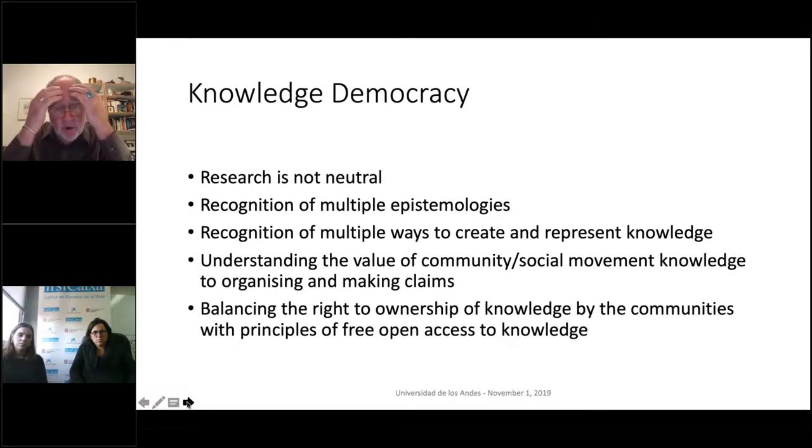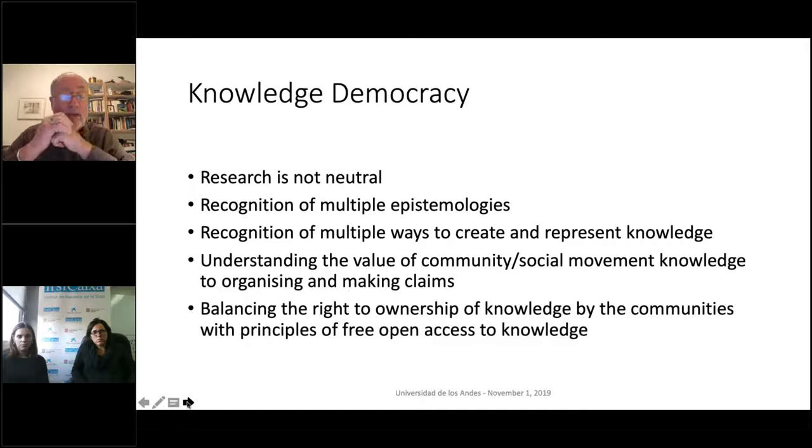Knowledge democracy is the framework that Rajesh and I use, the philosophical background to our work. And there are a number of statements around knowledge democracy. One is that research is not neutral. So the way in which one does research is as important as the content of the research. So process is very important. Our feeling is that a research process that does not empower in some way the people who are the supposed beneficiaries is not as strong as one that does.